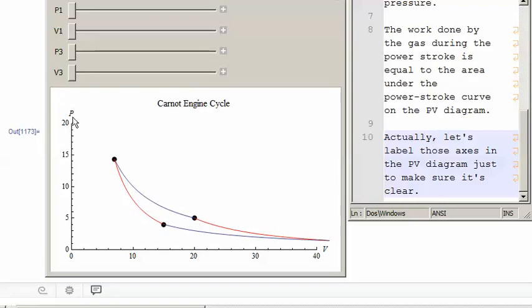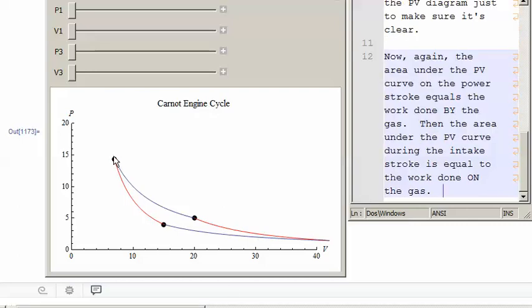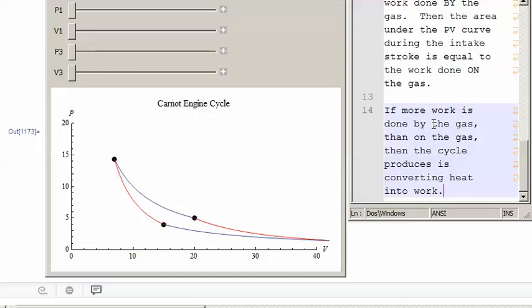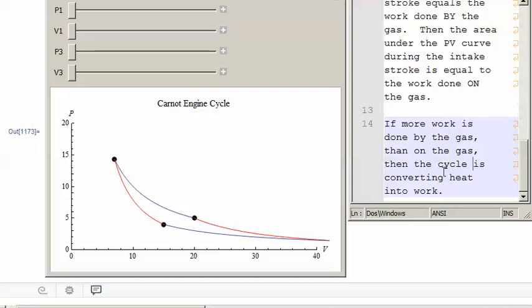Actually, let's just label those axes on the PV diagram, just to make sure it's clear. Now, again, the area under the curve on the power stroke equals the work done by the gas, and then the area under the curve on the intake stroke is equal to the work done on the gas. If more work is done by the gas than on the gas, then the cycle produces work. The cycle is converting heat into work.